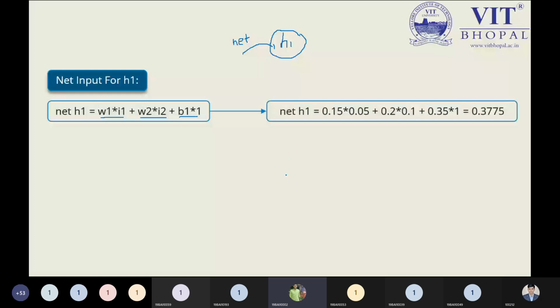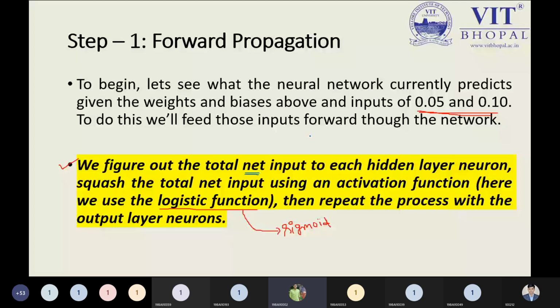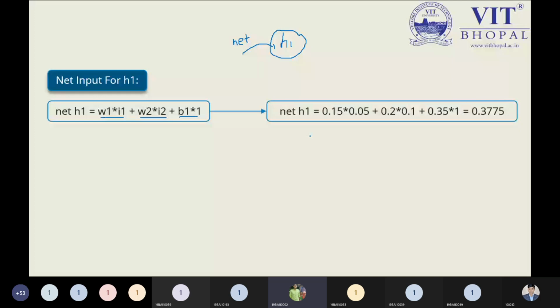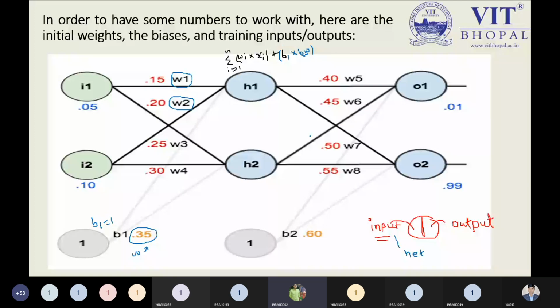Sir, are W1 and W2 connected to I1, or are W1 and W3 connected to I1? I'm not understanding that, because we have used 0.25 for calculating H1. Which one? Just which one?